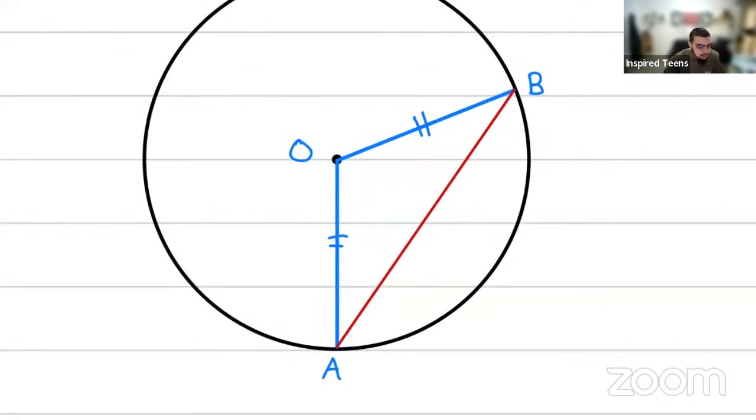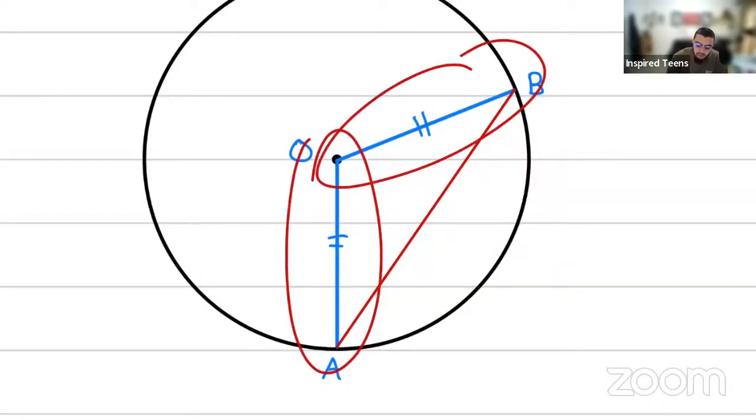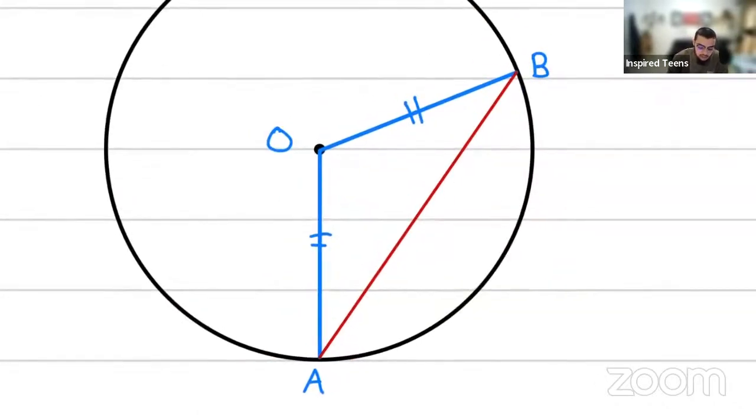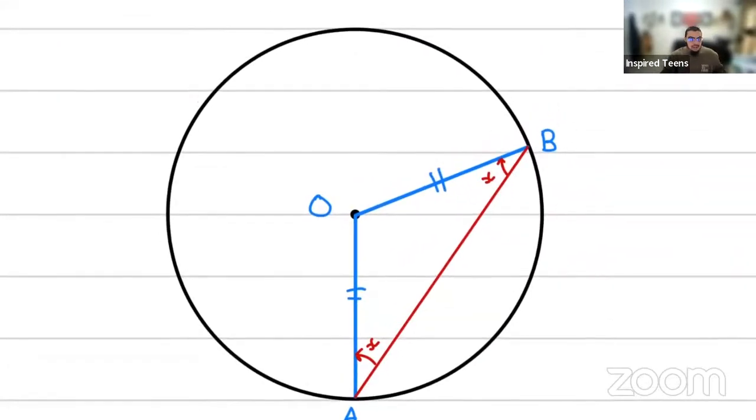Here we have side OA equal to side OB. The angles that are equal to one another would be the angles opposite to these equal sides. So the angle opposite OB and the angle opposite OA would be equal to one another. So if this angle here is X, then this angle here is also equal to X. Just keep that in mind. So in this case, we're forming an isosceles triangle using radii. Again, a very common example.